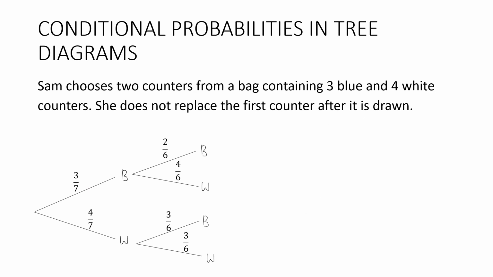Now let's return to tree diagrams and have a look at conditional probabilities in tree diagrams. Do you remember this example? Sam chooses 2 counters from a bag containing 3 blue and 4 white counters. She does not replace the first counter after it's drawn. So remember when we drew the tree diagram up, we worked out the probabilities that she draws a blue counter and a white counter. And then when we were looking at the second event, the second counter, we had to consider what had happened beforehand.